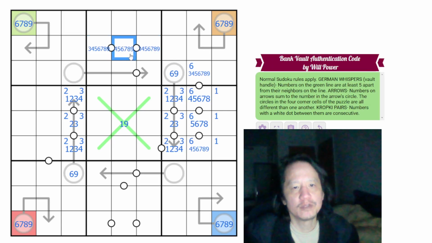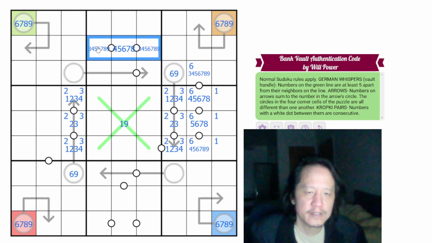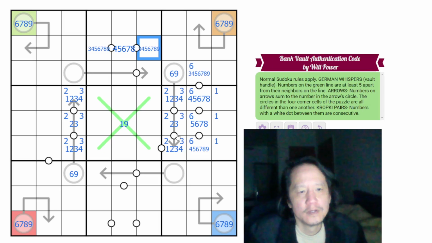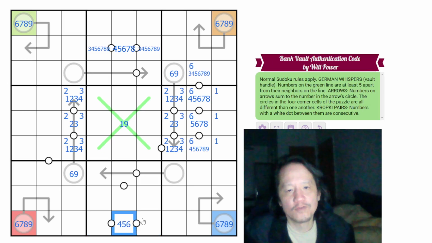So 3 cannot be in the middle, 9 cannot be in the middle, because again, it would be 3, 4, 5, 4, 5, 6, 5, 6, 7, 6, 7, 8, and 7, 8, 9. And a 9 would have to be on the outside also. Similarly, here would have to be 4, 5, 6, 7, 8. And this would be 3 through 9. This would be 3 through 9.